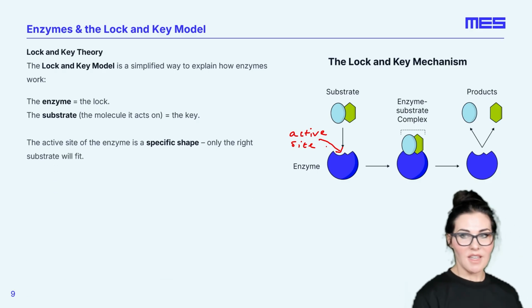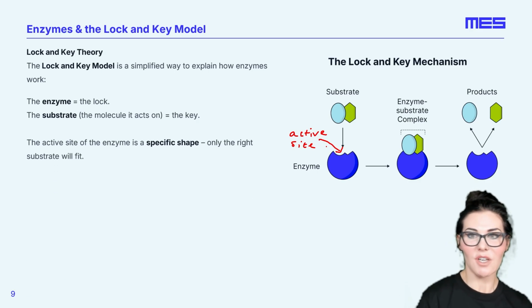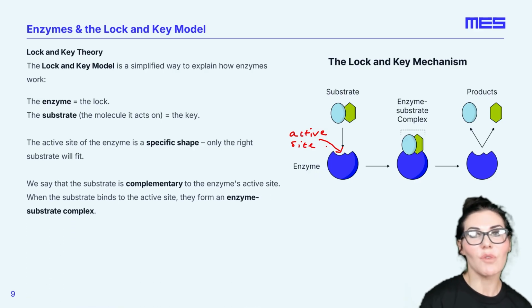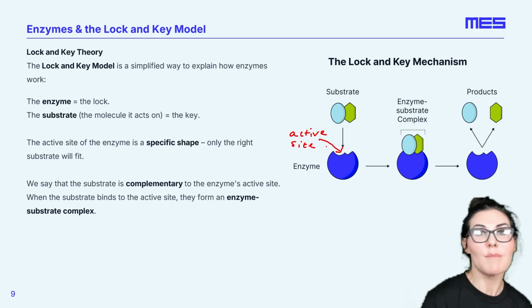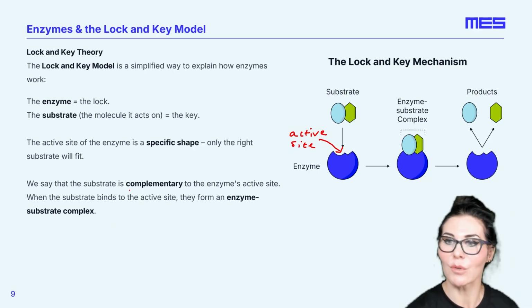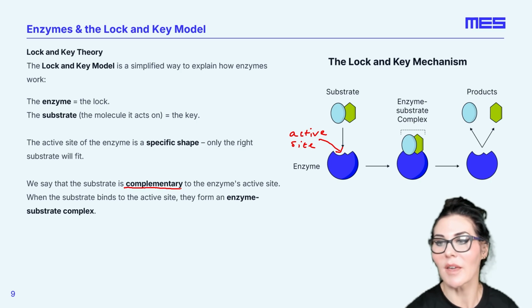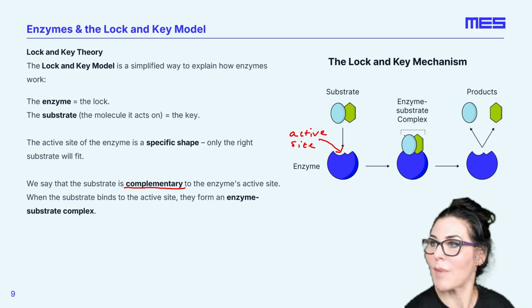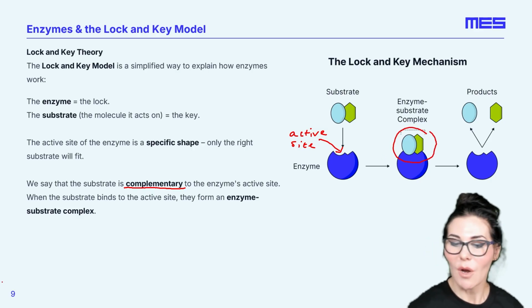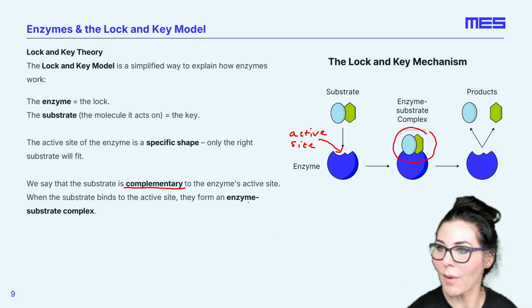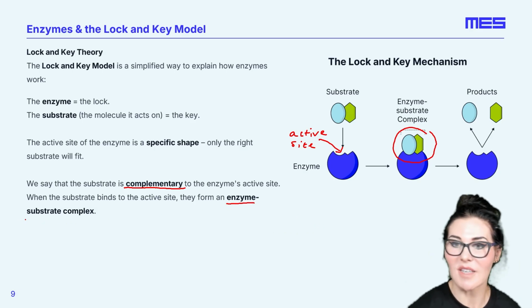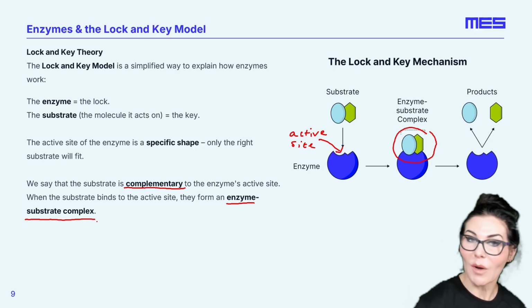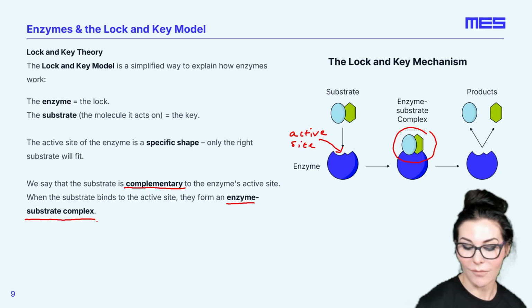So as I've just said, the active site of the enzyme is a specific shape and only the right substrate will fit, and we describe the substrate as being complementary. That's a really, really important term to use when you're describing how enzymes work using the lock and key. And also, once the binding has happened, where the substrate has bound to the active site of the enzyme, we call this the enzyme substrate complex. Another key phrase which is essential to use when you're answering exam questions related to the lock and key model.